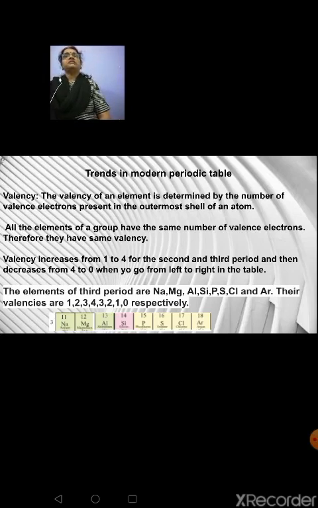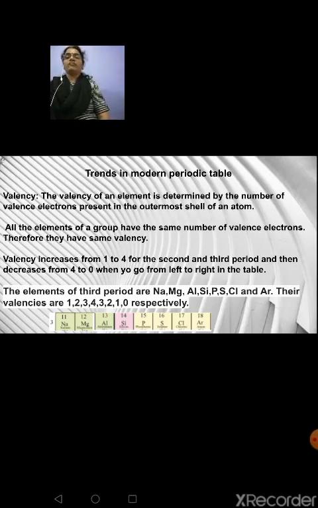For example, let's take group 17 and group 18 elements. In group 17, chlorine, fluorine and the others have 7 electrons in their outermost shell. So they need 1 electron to complete their octet, and 1 becomes their valency. When you talk about group 18 elements, they have a complete outermost shell, so they are called zero group elements. They do not lose or gain electrons, so their valency will be 0. So valency increases from 1 to 4 for the second and third period, and then decreases from 4 to 0 when you go from left to right in the table.